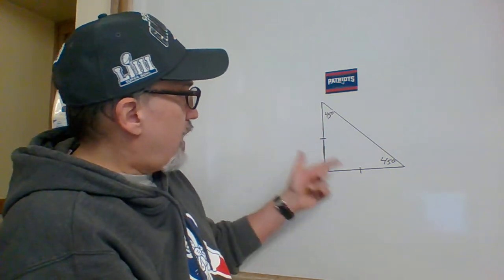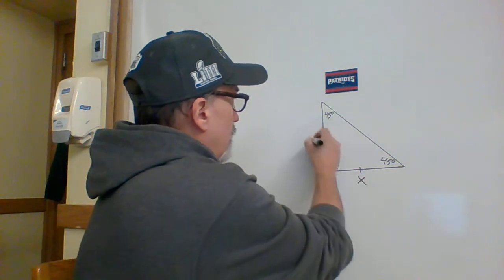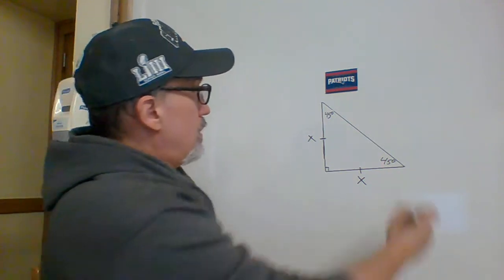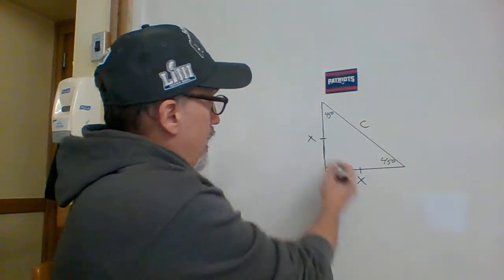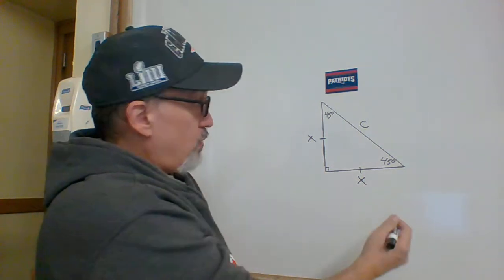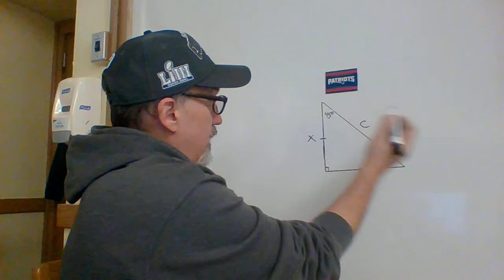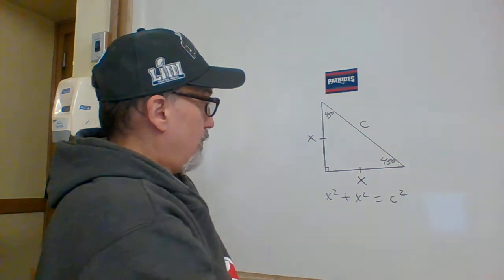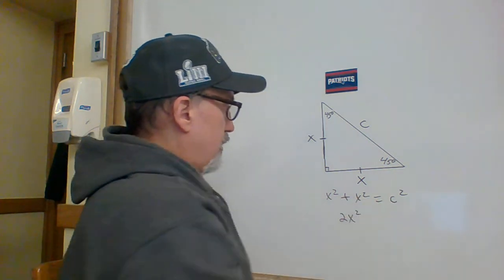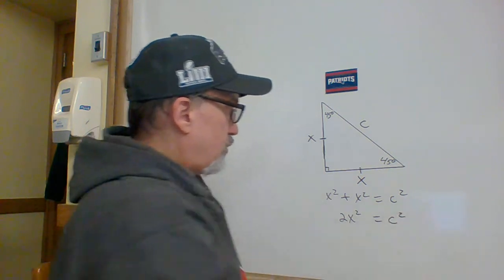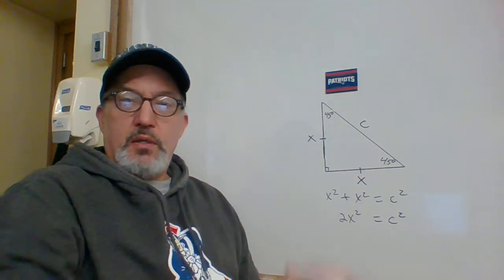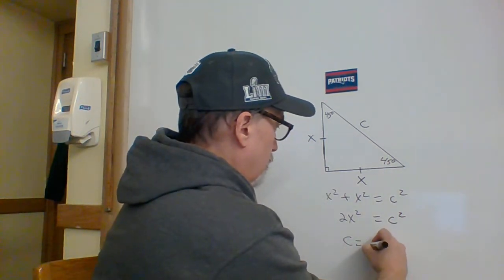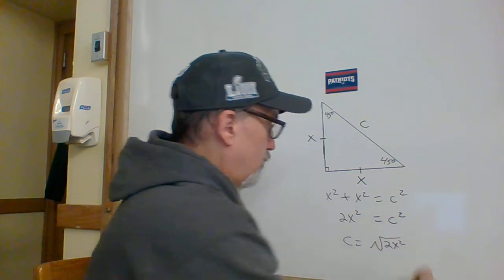Now, since these two sides are the same length, we can call each one of them x. And applying the Pythagorean theorem, we'll call the hypotenuse c. And applying the Pythagorean theorem to this triangle, where each of the x's is a and b, we get x squared plus x squared equals c squared. x squared plus x squared is 2x squared equals c squared. If c squared is a quantity, then c is the square root of that quantity. So c is equal to the square root of 2x squared.